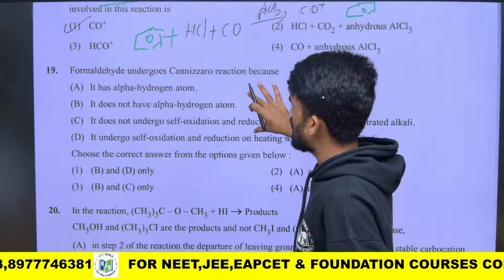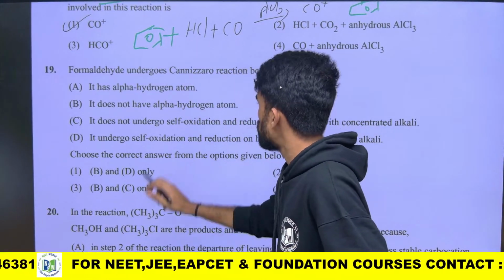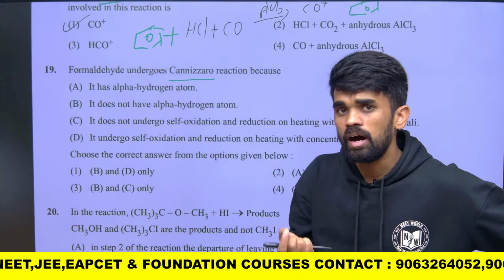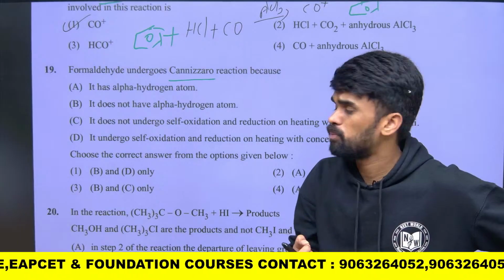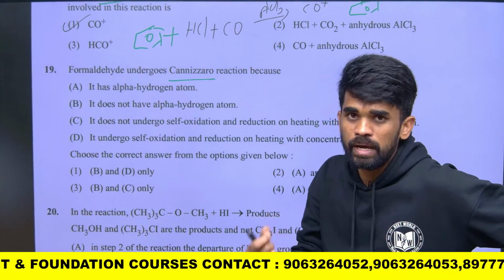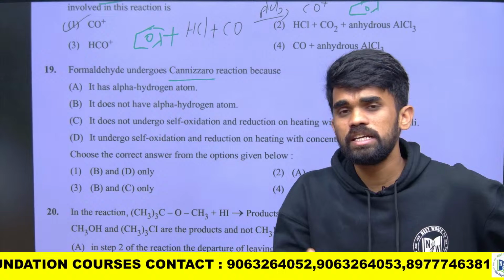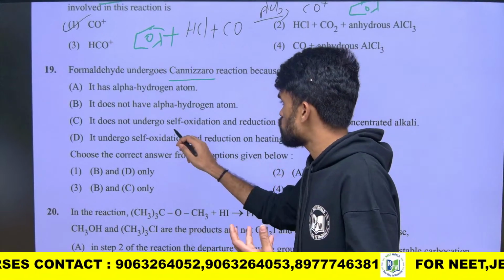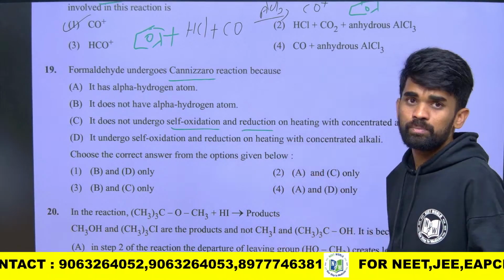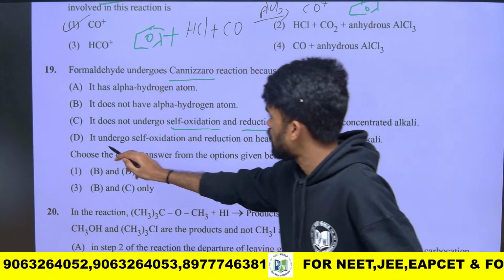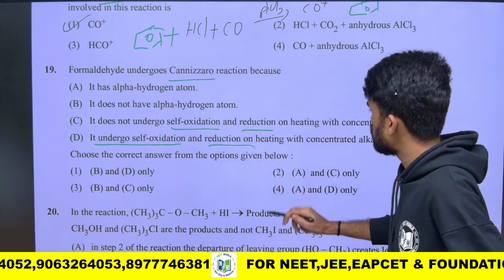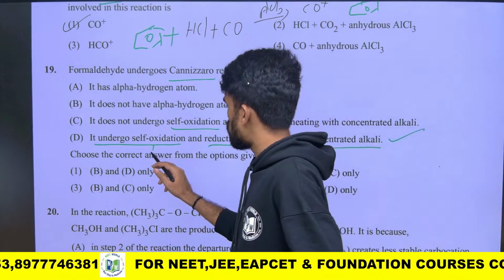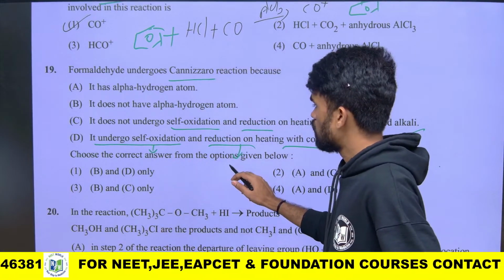So what happens in Cannizzaro reactions? The carbonyl compounds should not contain alpha hydrogens. It means without alpha hydrogen, the carbonyl compounds with concentrated base undergo a disproportionation reaction. It forms one self-oxidation product and one self-reduction product. So it undergoes self oxidation-reduction on heating with concentrated alkali. The oxidation product is carboxylic acid, the reduction product is alcohol.